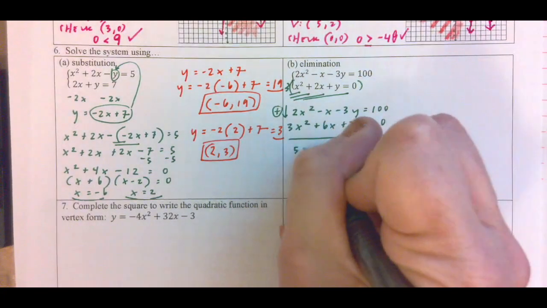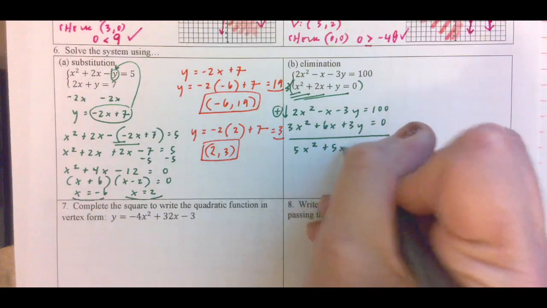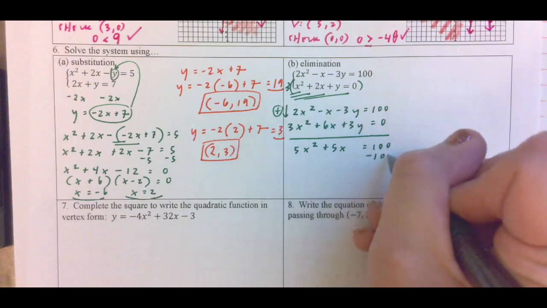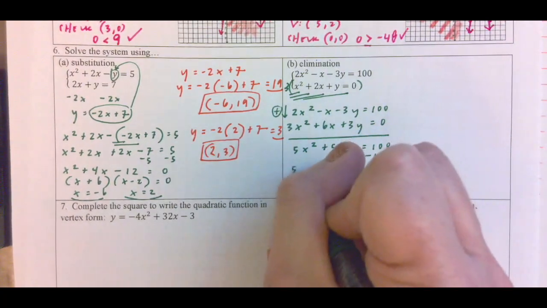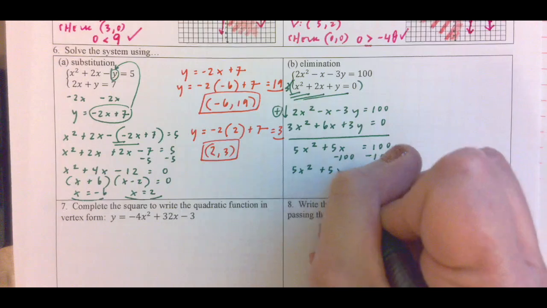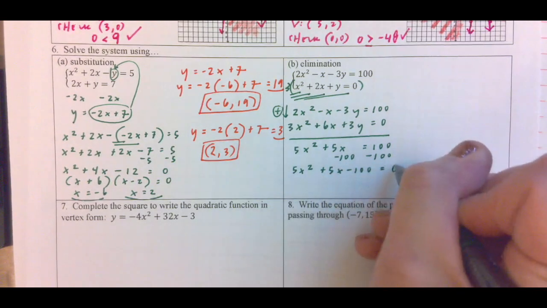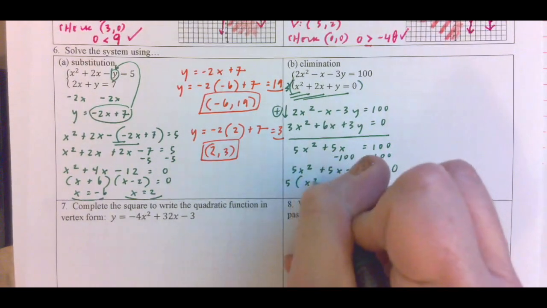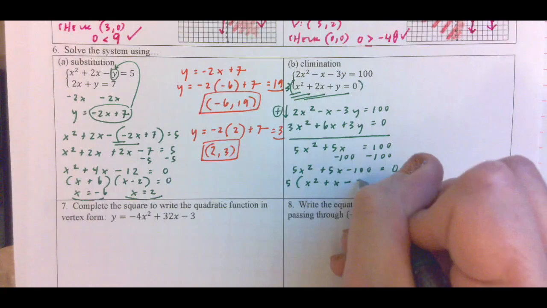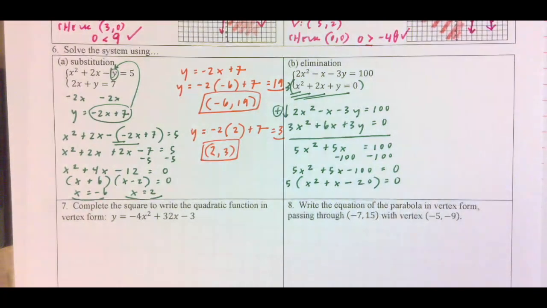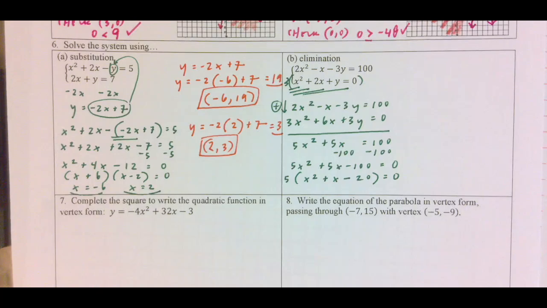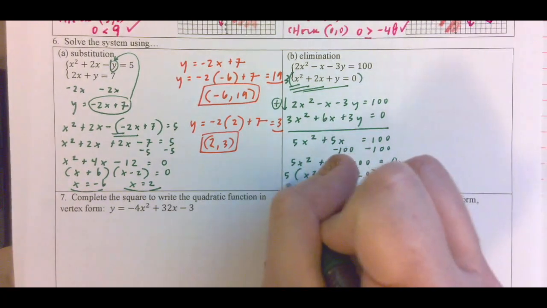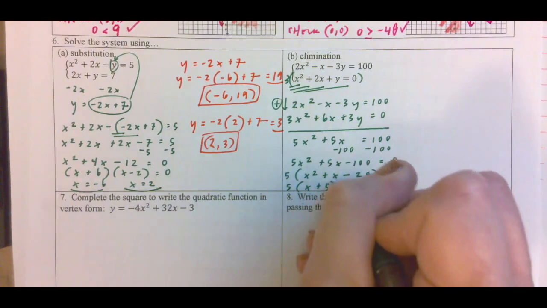So 5x squared plus 5x equals 100. Okay, take away the 100 from both sides and see if you can factor it. Okay, there's a GCF of 5. Divide that out. Okay, factor out what's left. So something that multiplies to a negative 20 that adds to 1. It's got to be x plus 5 and x minus 4.